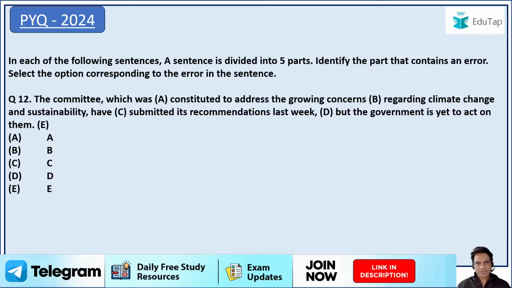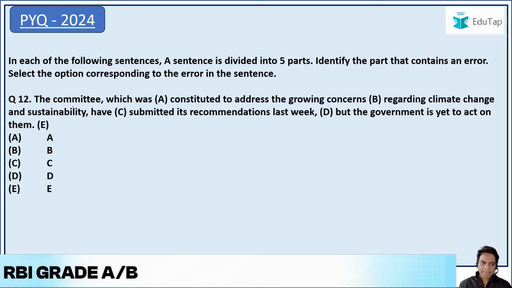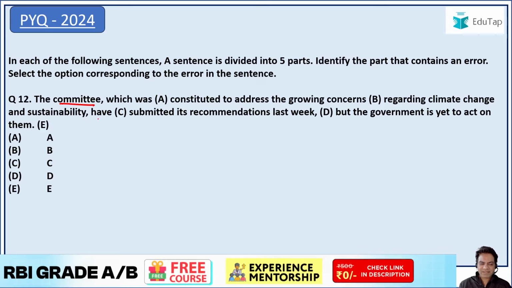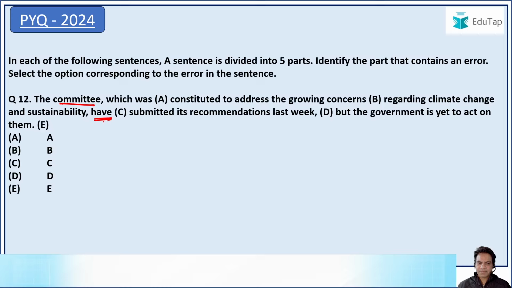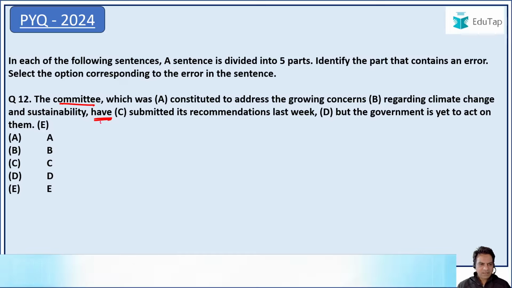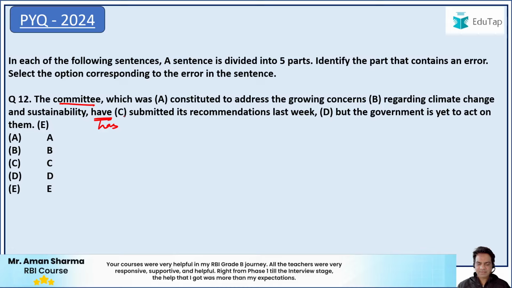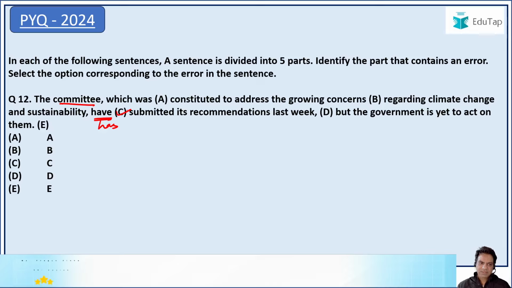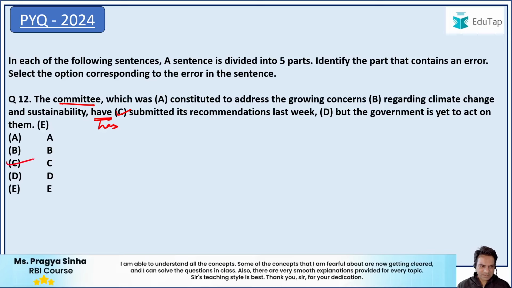I think I found the mistake. The subject here was committee, so for committee we cannot use have. What should have come here is has. The committee which was constituted to address the growing concerns regarding climate change and sustainability has submitted its recommendations, not their, its recommendations. So clearly this is incorrect. Option C is your correct answer. It should be has in place of have.